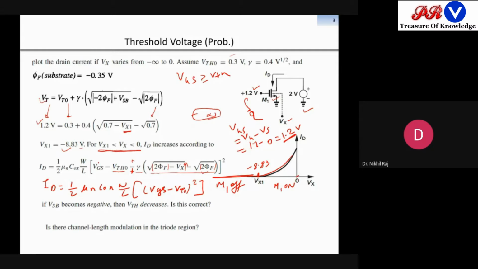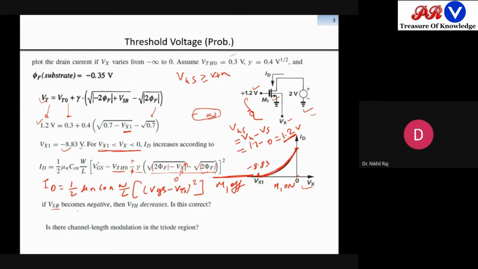sorry, exponential, and then at Vx 0, we'll get the standard ID expression. So ID will have some definite, fixed value. So this is the approximated curve that we got with this sweep. Okay, so this way we do the analysis of this threshold voltage modulation.